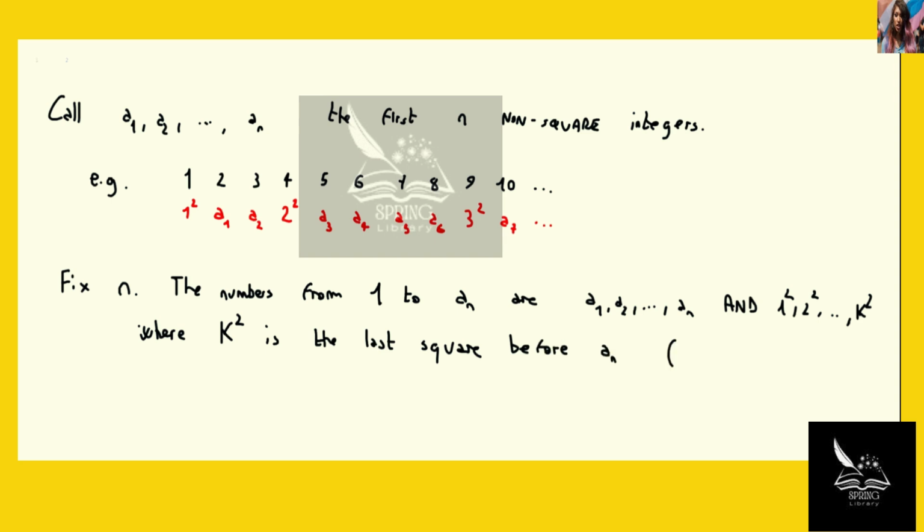For instance, if n is 7, we're looking at the 7th non-square number, which we know is 10, and therefore we have 2, 3, 5, 6, 7, 8, and 10 as non-squares, and we also have some squares. The squares up to a7 are just 1 squared, 2 squared, and 3 squared. So k squared is 9.